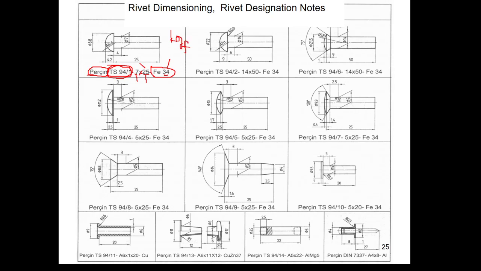1 kilogram force is almost 10 newtons. The unit is per square millimeter, millimeter squared, not meter. If 34 kilogram force per square millimeter is exerted at the cross section, then the atomic bonding forces won't be sufficient and the rivet will be damaged, will be broken. Okay.